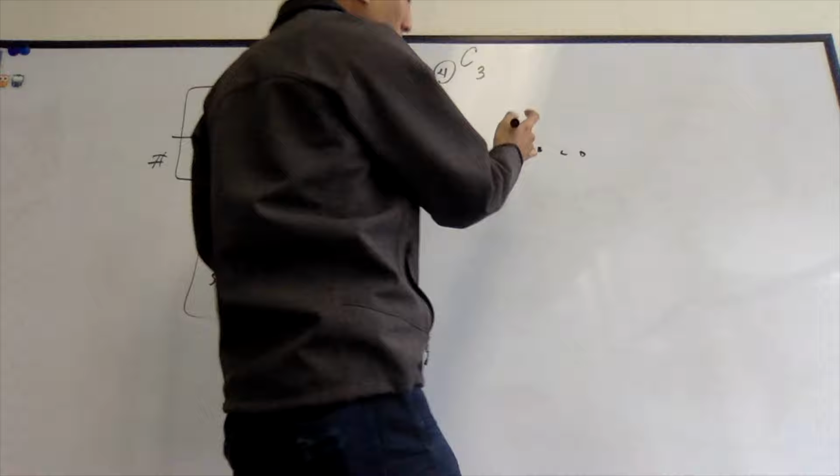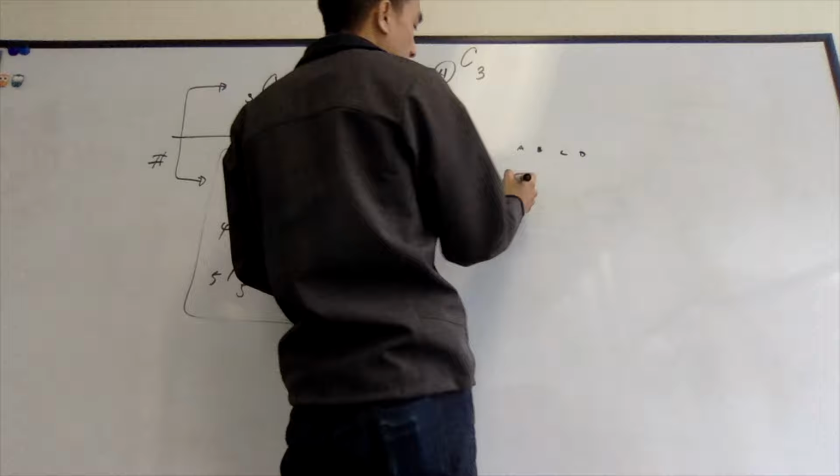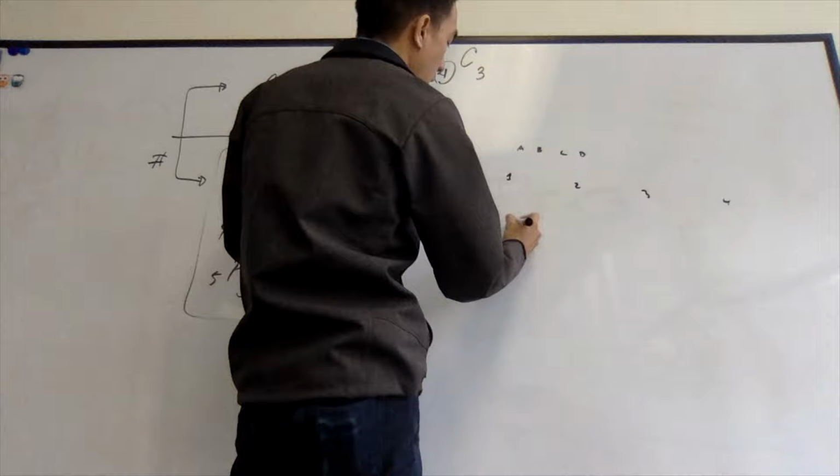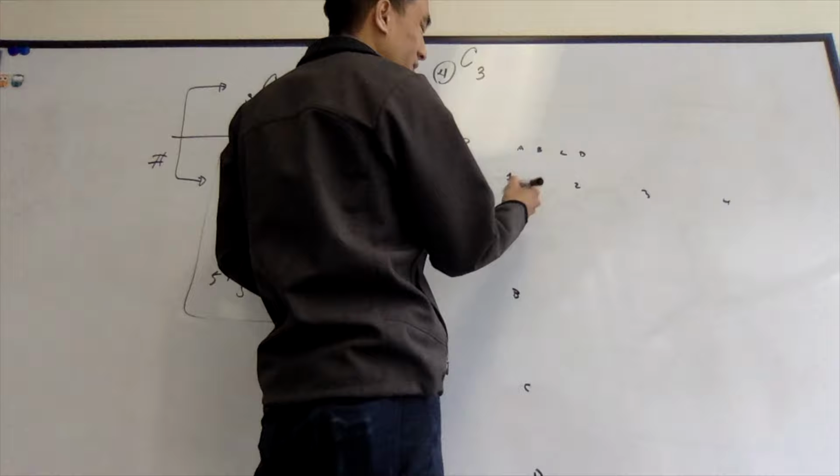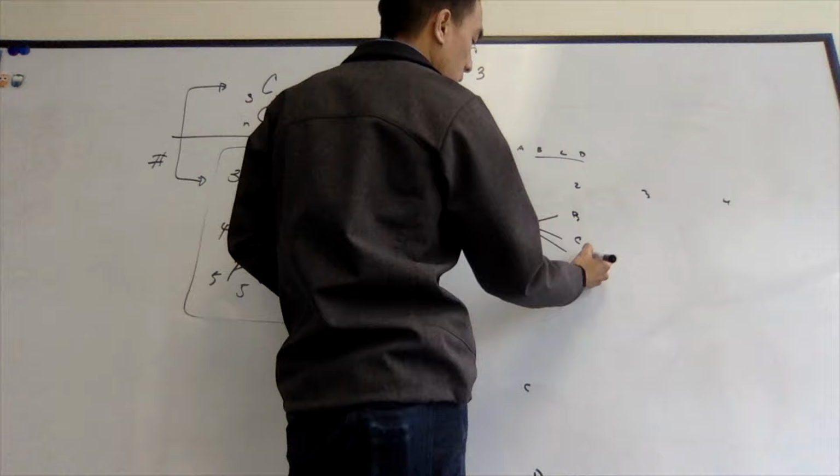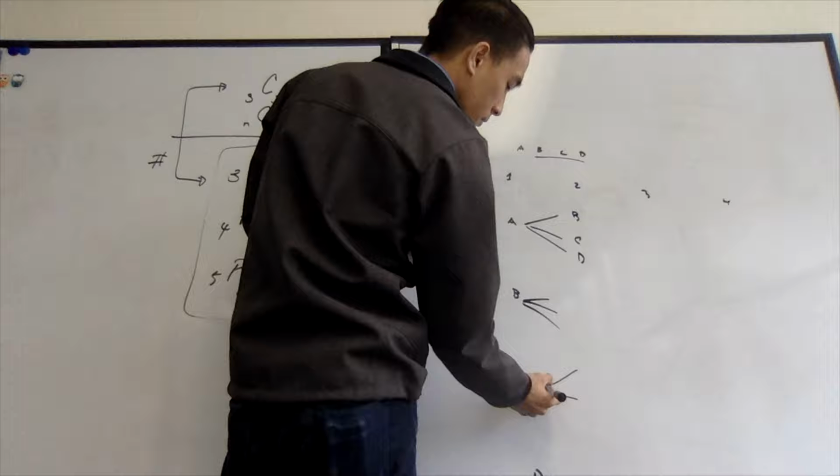Combination. What we want to do is understand how it becomes this little tree branch. Here are the first, second, third, and fourth places. A can be first, B can be first, C can be first, D can be first. Once they've been chosen, you've got three people left: B, C, D; A, C, D; A, B, D; A, B, C.